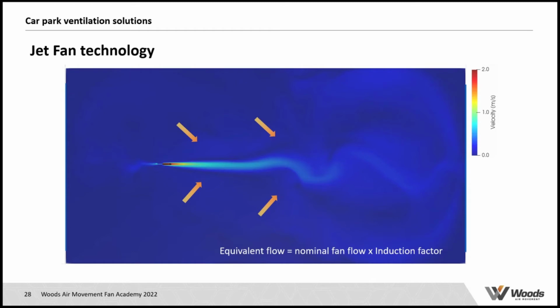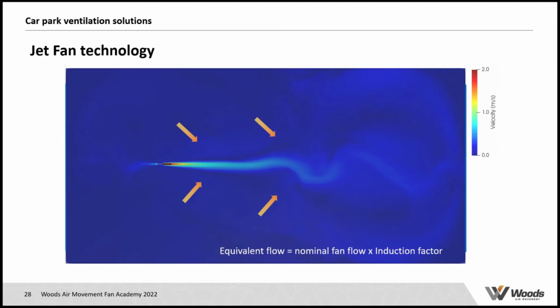So if it's 5,000 meters cubed per hour and you've got an induction factor of 4, the actual equivalent air movement in the car park is not 5,000, but 20,000 meters cubed per hour. And that's a great benefit because that will actually provide you with an even airflow throughout the car park only by using a number of these jet fans around the car park.